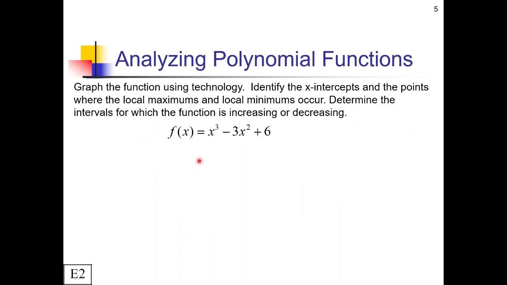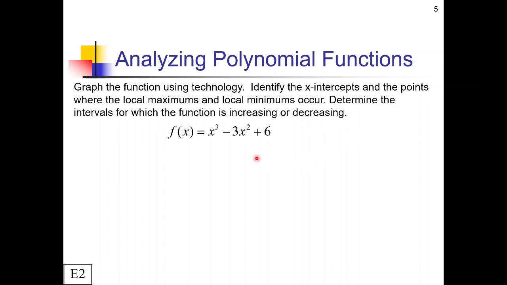So at this point, we are going to do an example using a little bit of technology, a little Desmos. We're going to have you identify the x-intercepts and points where we have maxes and mins, local ones, for this f of x function, and then determine intervals where the function is increasing, which means going up, or decreasing, going down as you move to the right.